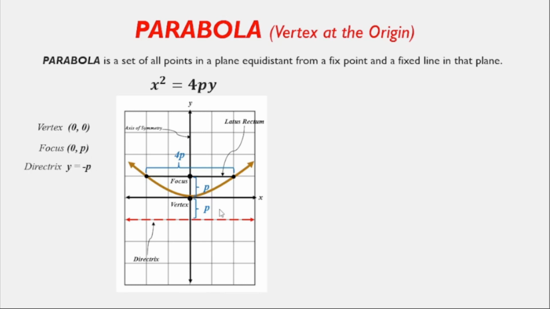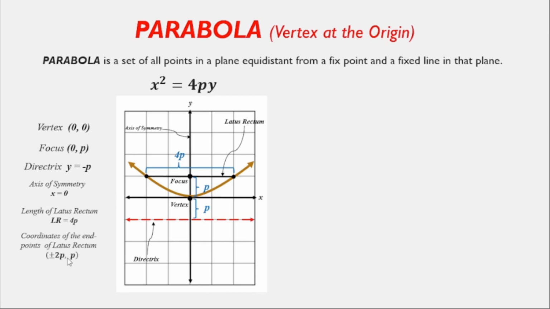For the directrix, the equation of the directrix is y is equal to negative p. For the axis of symmetry, since our axis of symmetry is the y-axis, the equation of the y-axis is x is equal to 0, and the length of the latus rectum is 4p.